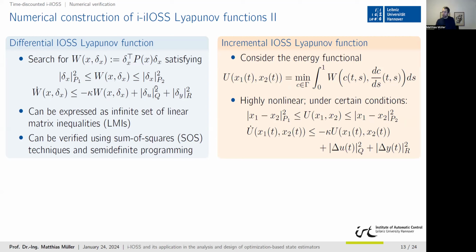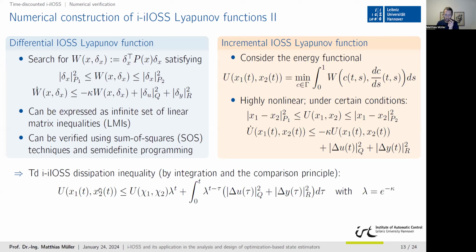So this means that we cannot explicitly compute the incremental IOSS Lyapunov function itself, but we get the required lower and upper bounds, and also the constant and the two matrices appearing in the dissipation inequality for the Lyapunov characterization of incremental input-output-to-state stability. And then of course just integrating that and using the comparison principle, this directly gives the integral version that I had in the definition of time-discounted incremental input-output-to-state stability.